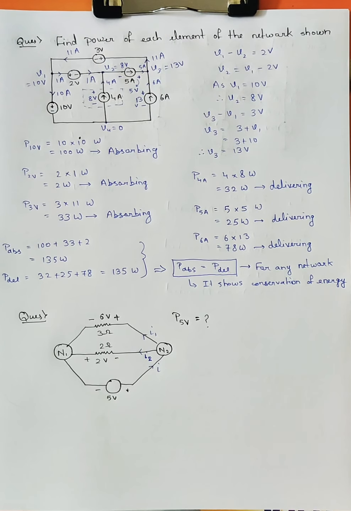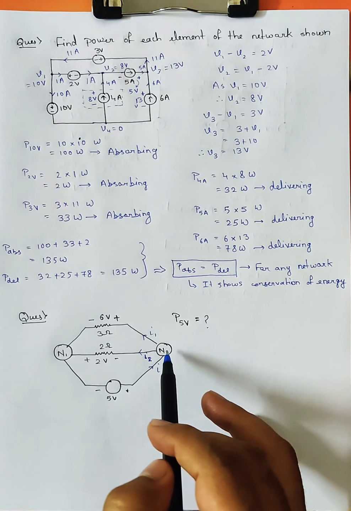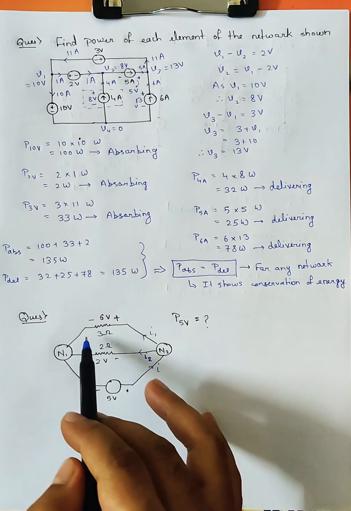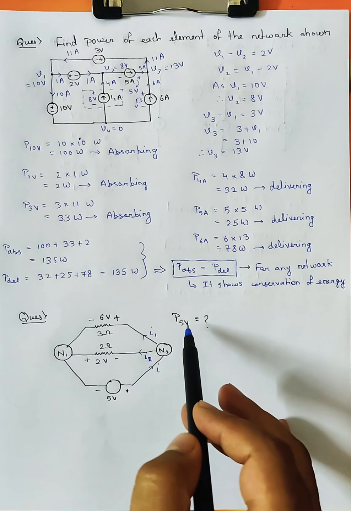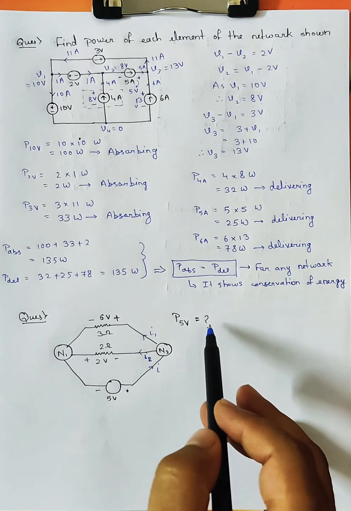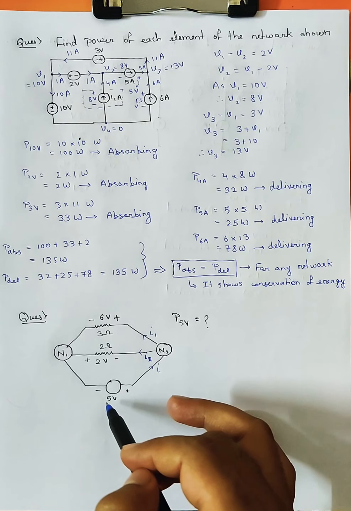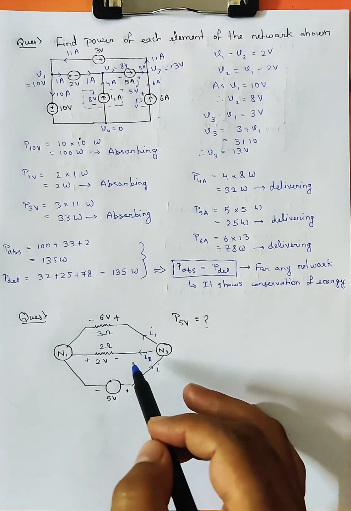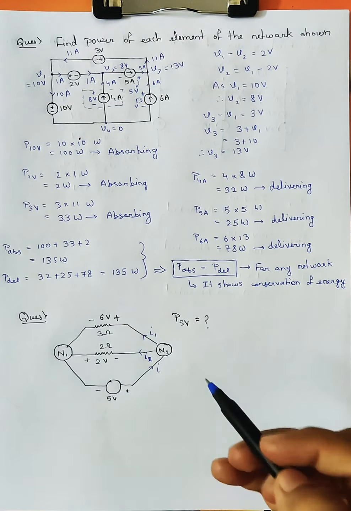Here is the next question. This is the network given. N1 and N2 are the two small networks that are connected like this. We have to calculate the power delivered or absorbed by this element whose voltage is given as 5 volts. So I have marked the currents as I1, I2 and I.